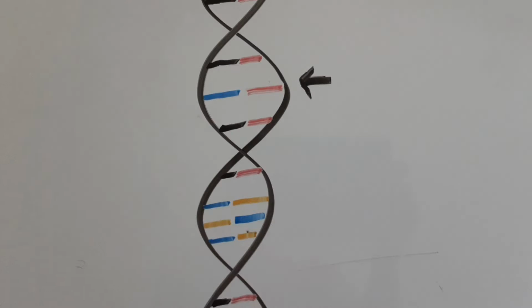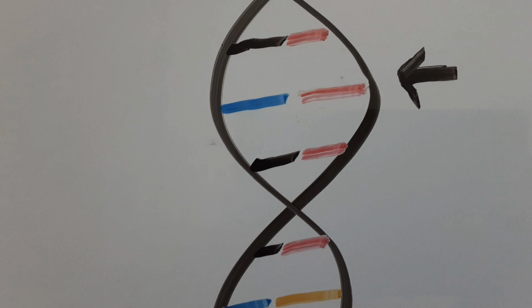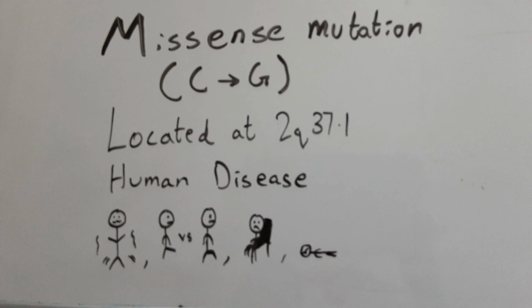Parkinson's is caused by a missense mutation, which means that a single base is changed in a single base pair. The Parkinson's mutation occurs in the GIGYF2 gene, where a single C is changed to a G. This mutation is located on the second chromosome on the Q arm at the 37.1 location.